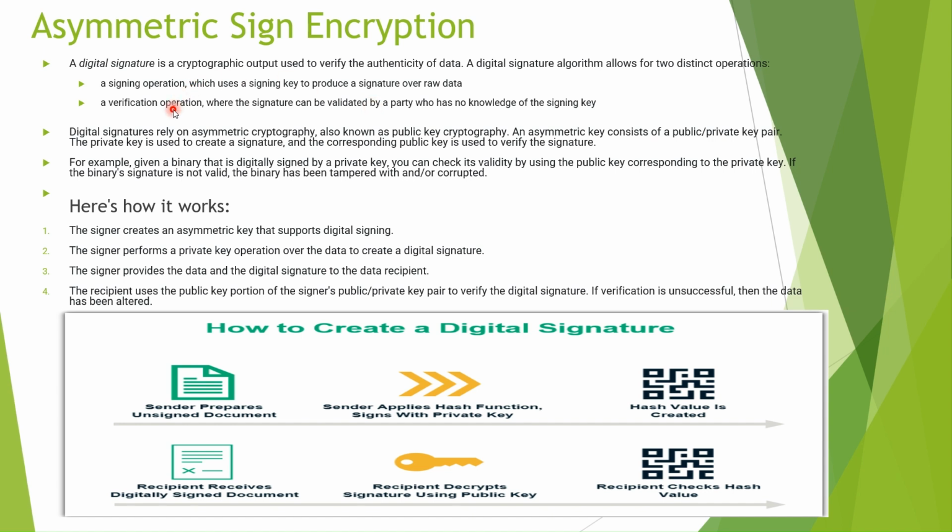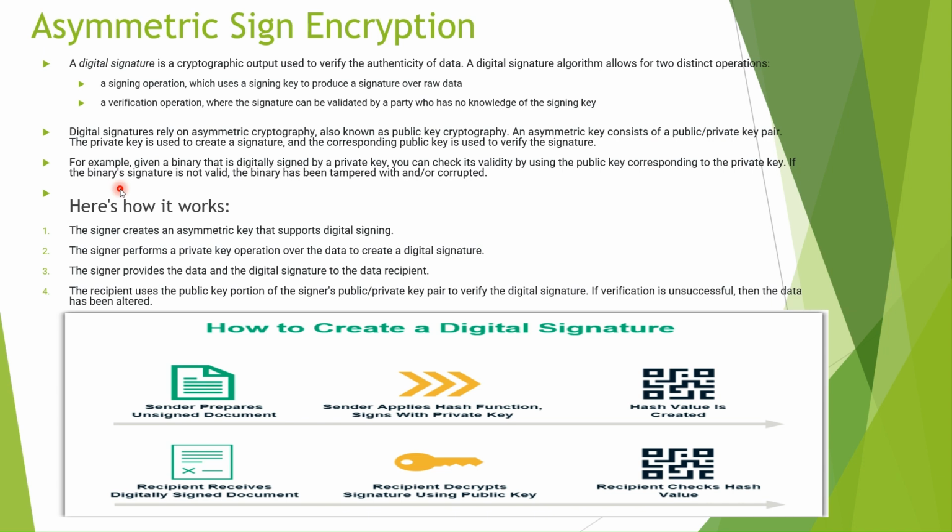In this whole process, when we use a signing key to produce a signature over our data, we use a private key, and during the verification process, we use a public key. So we first use the private key and then the public key. Digital signatures rely on asymmetric cryptography, which is also known as public key cryptography, so it also has a public and private key pair. The private key is used to create a signature, and the corresponding public key is used to verify whether the signature is valid or not. If someone changed the data in between, the data has been compromised and the signature is not valid.